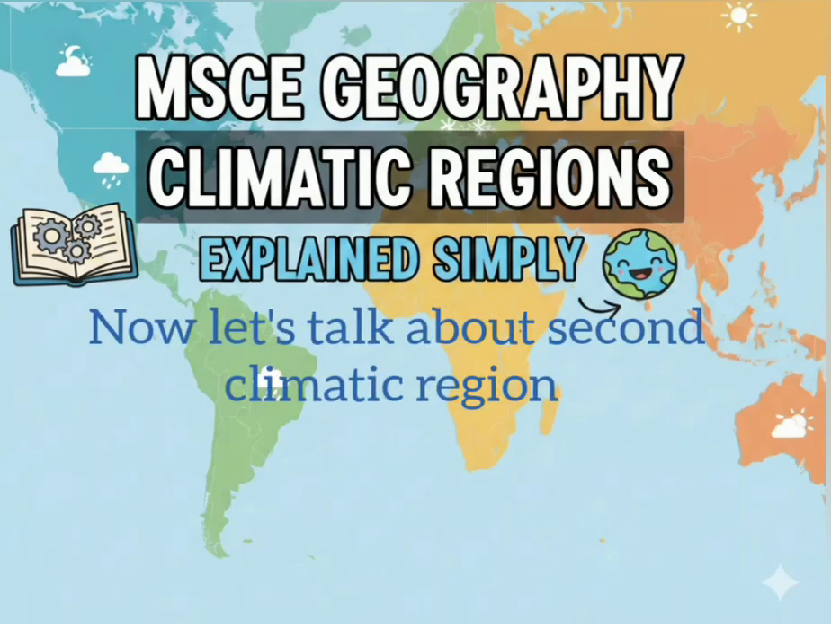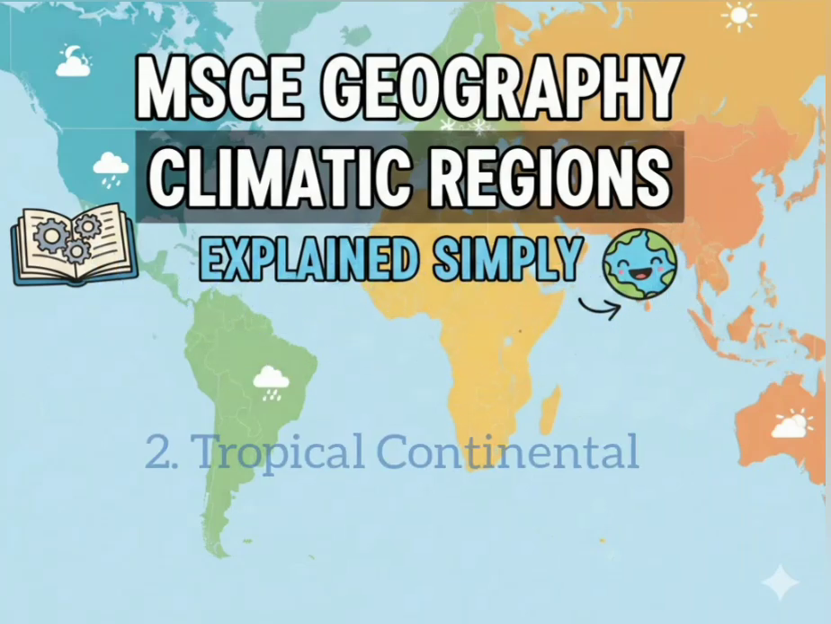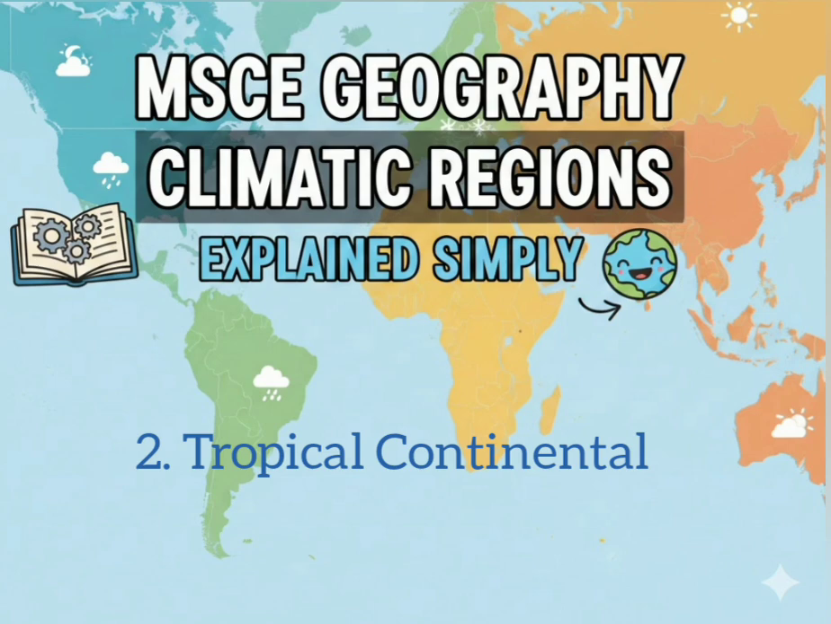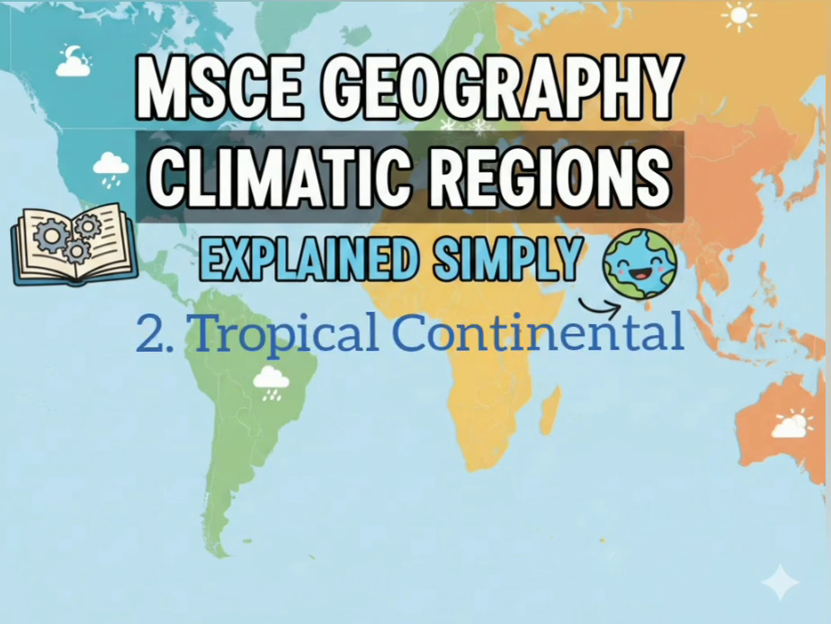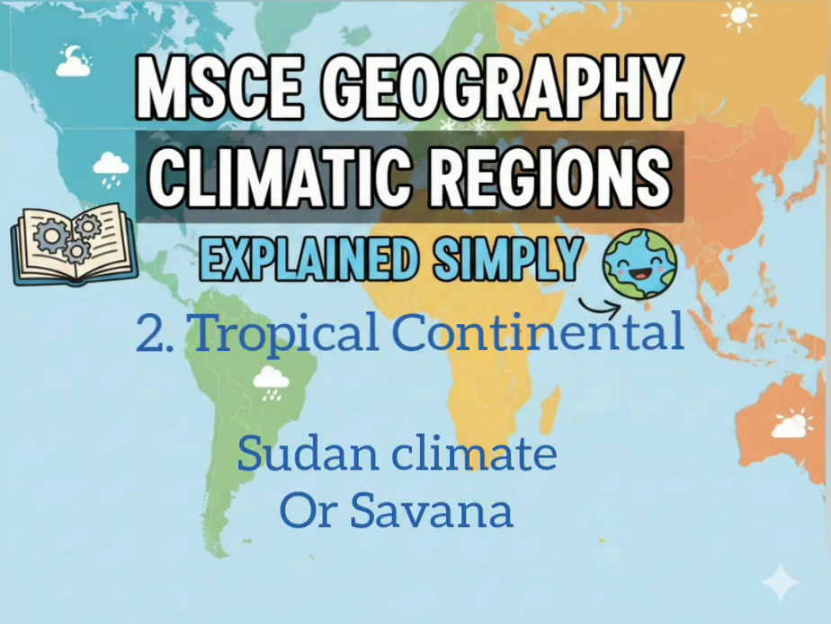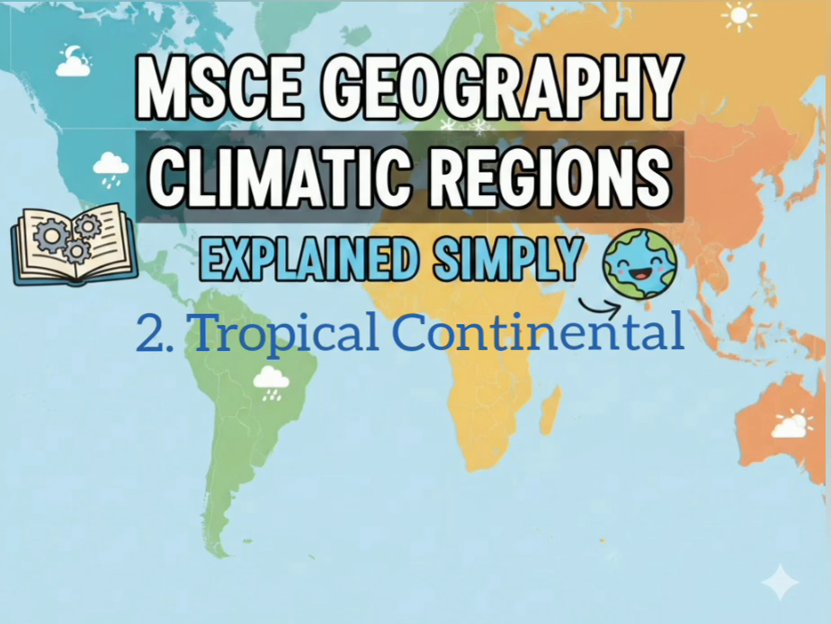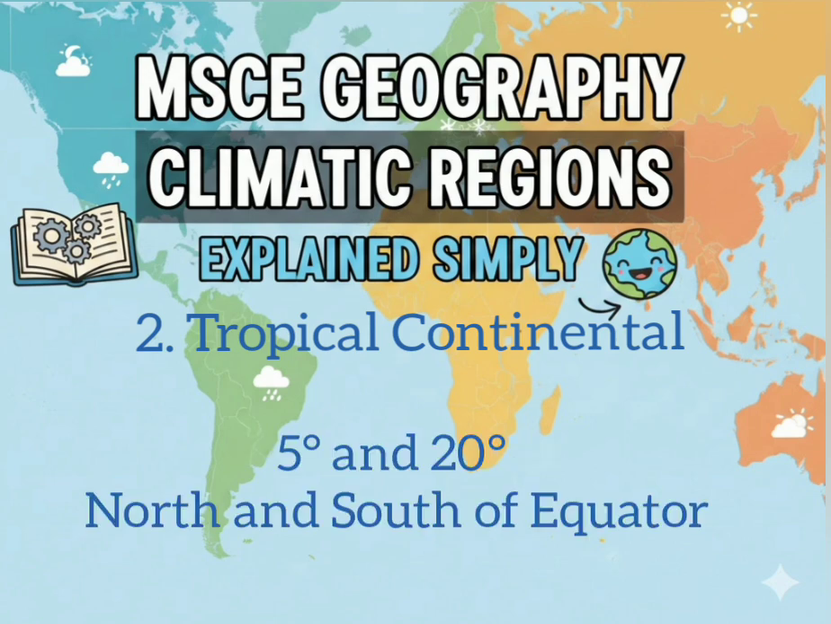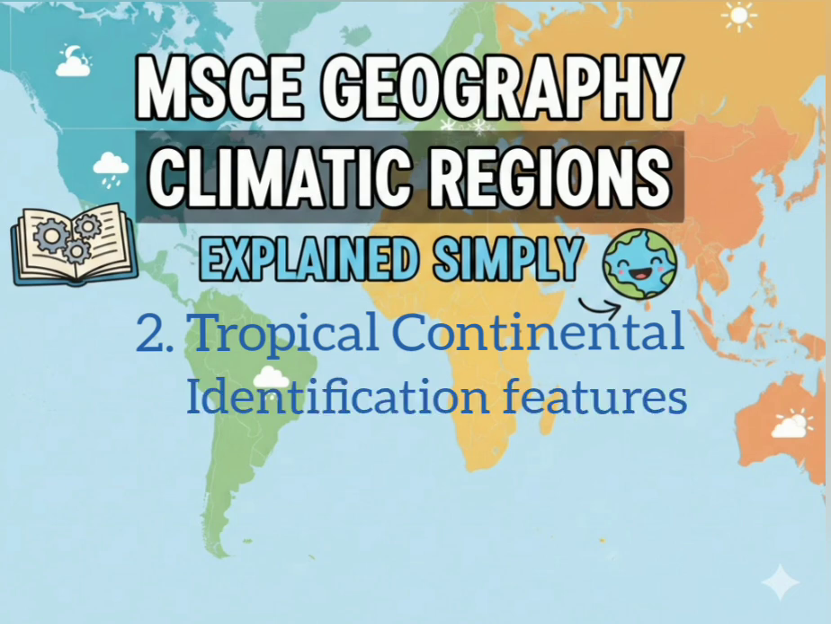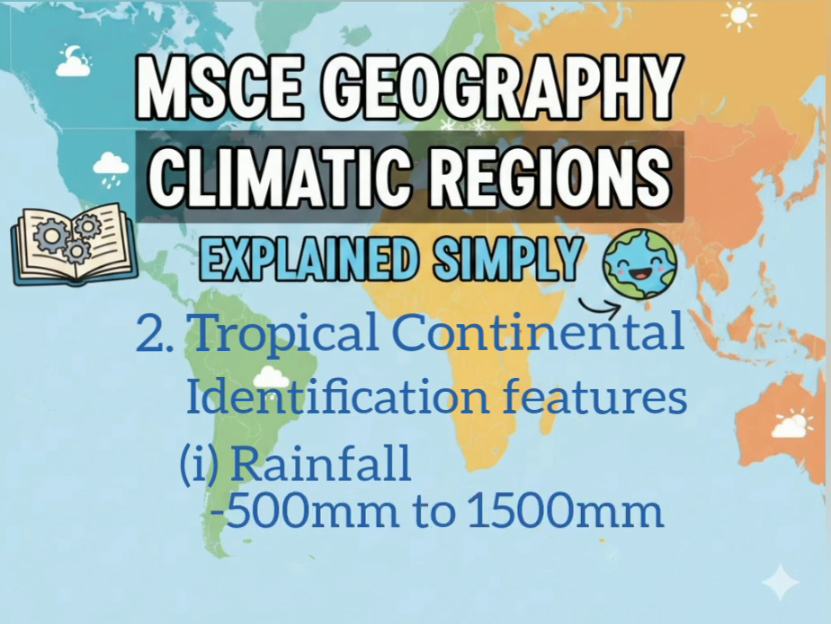Now let's talk about the second climatic region, that's tropical continental. Tropical continental is also known as Sudan or savanna climate. It is found on the latitude between 5 to 20 degrees south and north of the equator. Tropical continental receives moderate and seasonal rainfall, annual average between 500 to 1,500 mm.